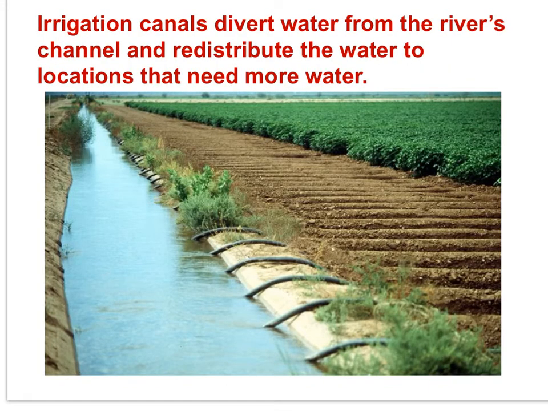Irrigation canals divert water from the river's channel and redistribute the water to locations that need more water. Now be thinking, what is the impact? Is it increasing rates of extraction with a reduction of storage? Yes, that would be true here. Is it a redistribution of water in canals? Yes. Is it influencing the rate of evaporation? It might be if there's evaporation from these canals. Is it influencing the quality of the runoff? It depends what's running off these fields into this water.